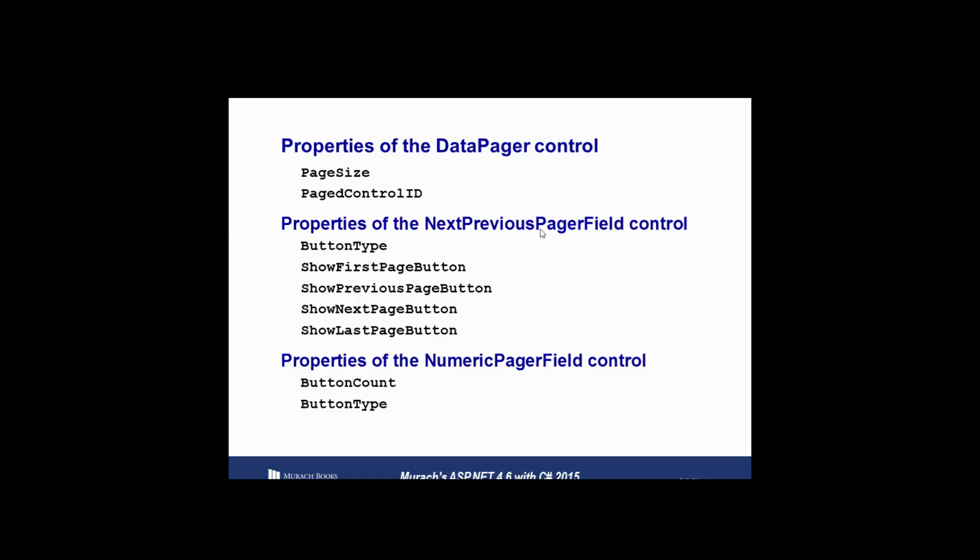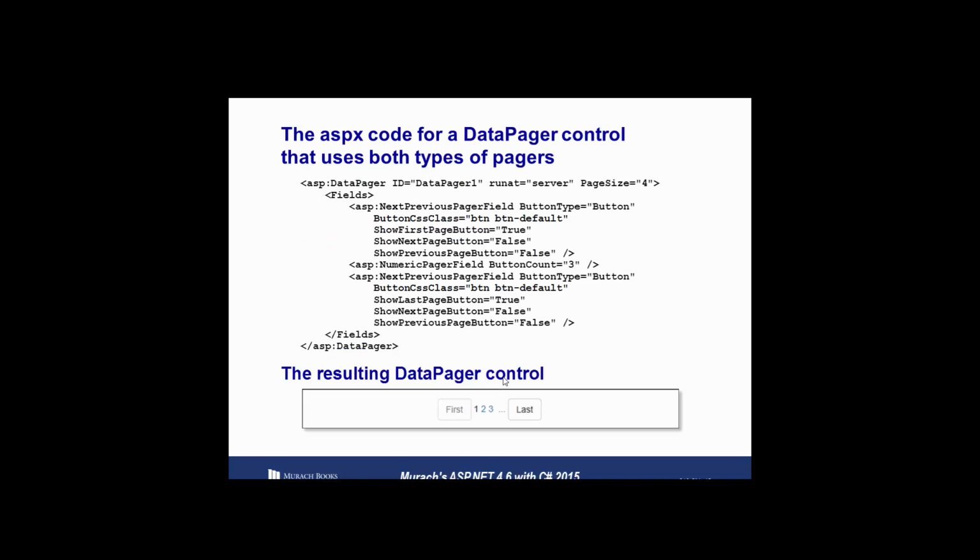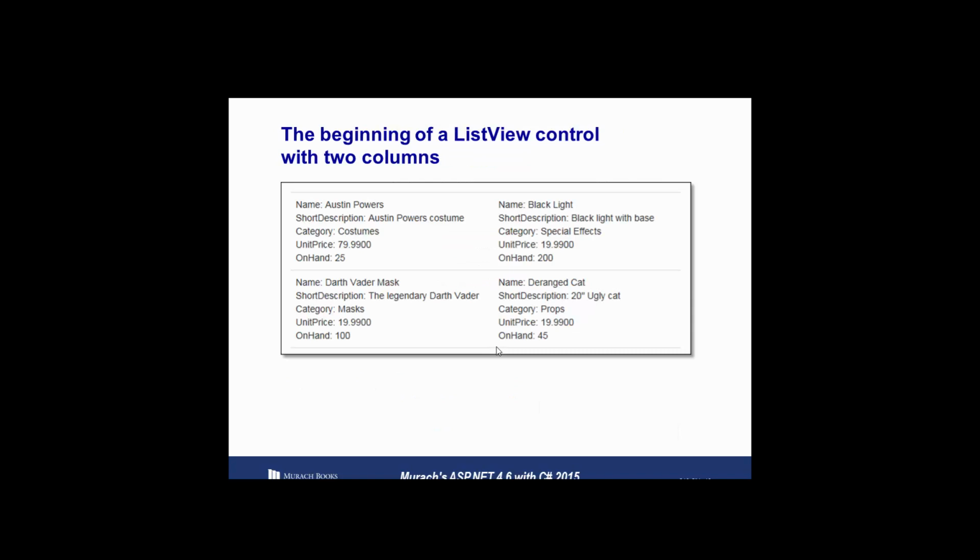We were looking at the properties of the text, the next previous pager field control. If we change it to numeric, we'd have some different properties, like how many buttons do you see before you get the words next or last. For example, here you see 3 buttons before you get the ellipsis. So you might say make that 10. So you can see records 1 through 10.